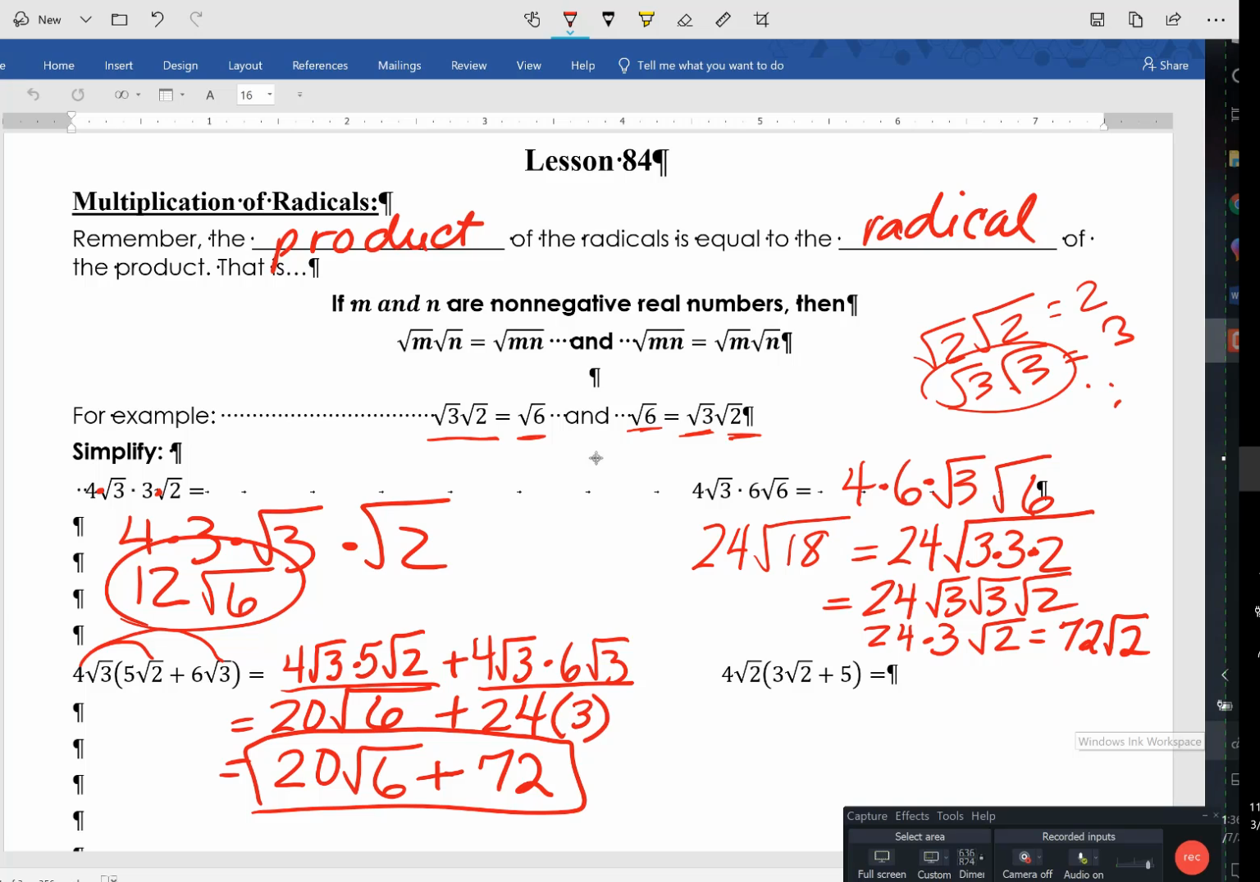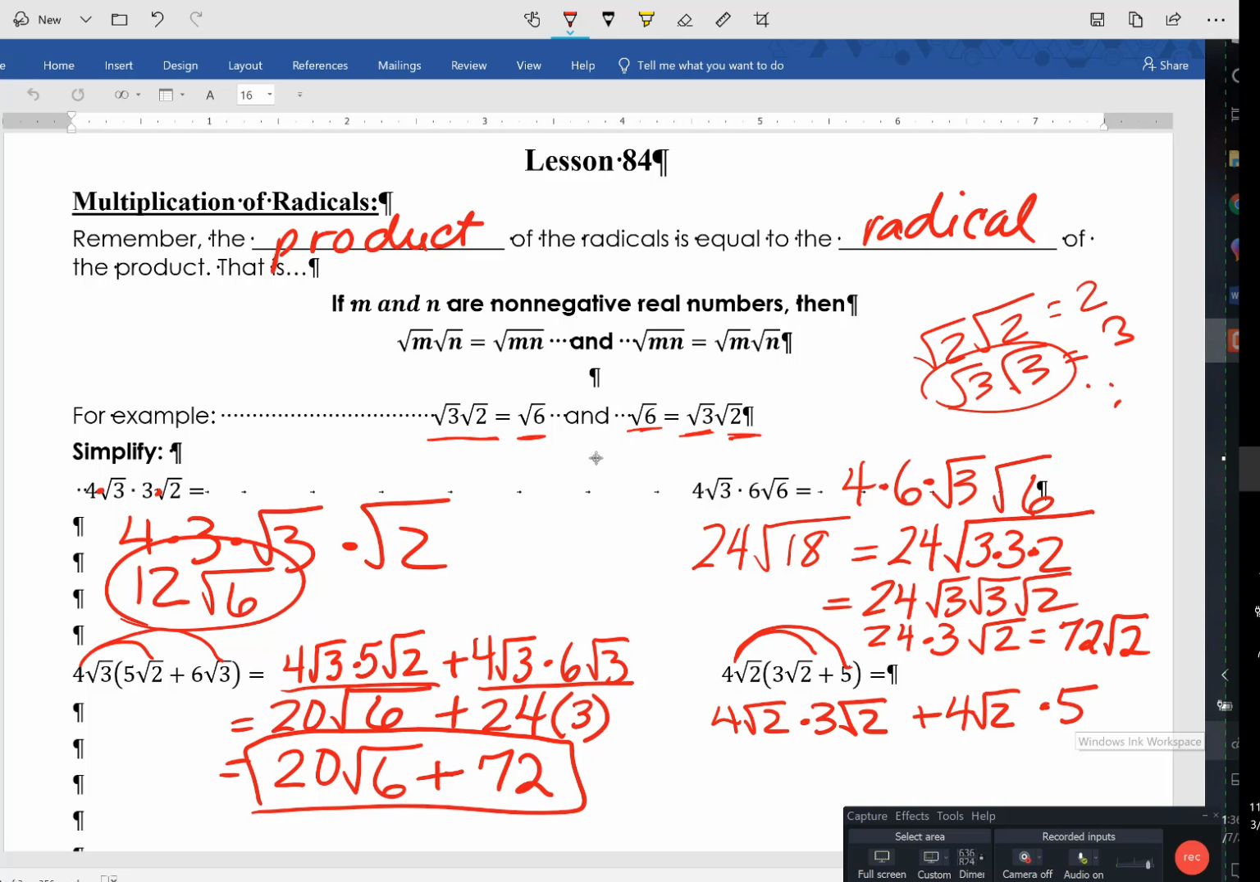All right, let's look at the next one. Again, we're just going to use the distributive property. So 4 square root of 2 times 3 square root of 2 plus 4 square root of 2 times 5. First term here, 4 times 3 is 12. And then we're multiplying that by the square root of 2 times the square root of 2, which is 2.